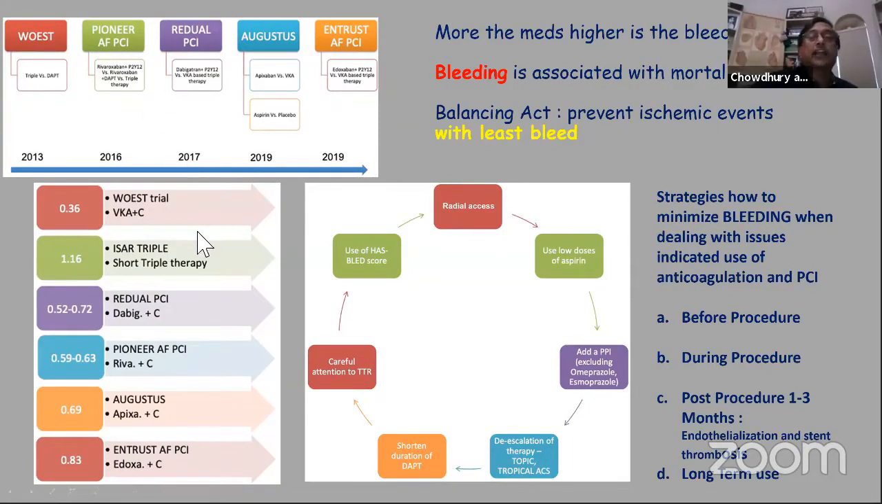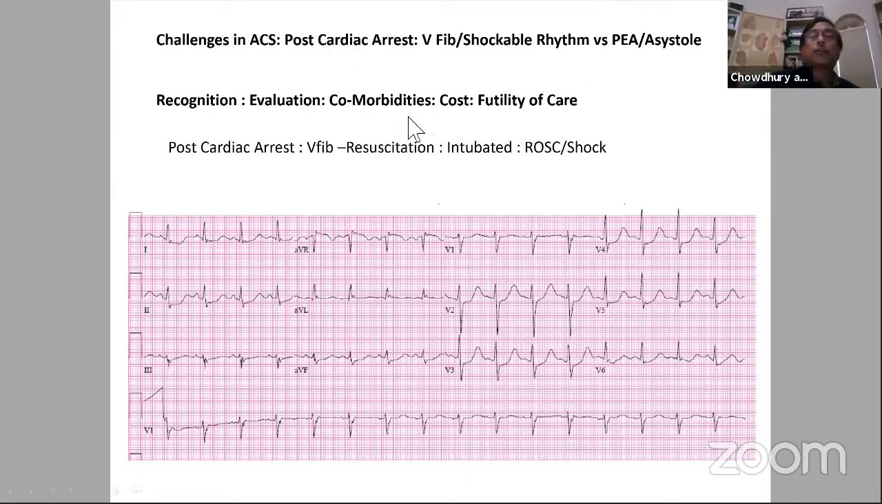And these are the different trials, and the theme is that if you get a patient who needs anticoagulation, then give triple therapy in the first 4 weeks or 3 months, when there is the issue of endothelialization. But after that, give dual therapy with one anticoagulant and one antiplatelet, and reduce the risk of bleeding while still avoiding the ischemic event. So that is that. And then recognize that there are a lot of comorbidities the patient can come in with. But one of the worst challenges of EKG interpretation is when the patient comes in with cardiac arrest.